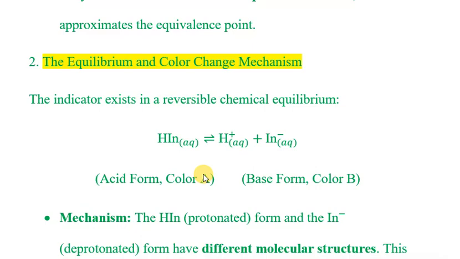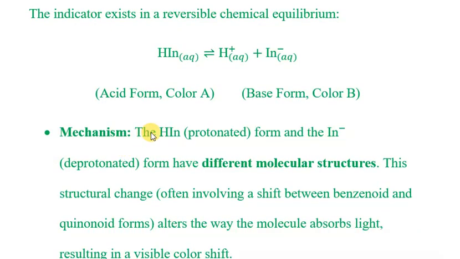If we drop it into a basic solution, it shows a pink color. It means an acidic indicator shows visible color in the basic solution, but doesn't show any color in the acidic solution. HIn is the protonated form, and In negative is the deprotonated form, which you can say is the conjugate base.